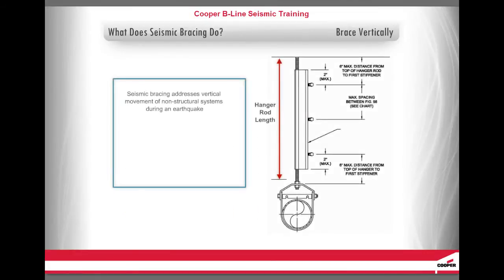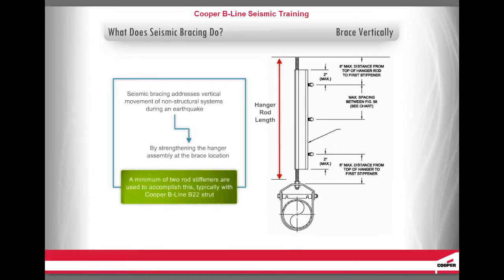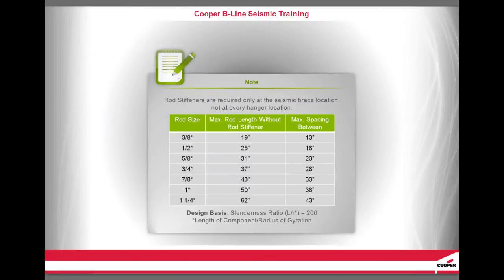Seismic bracing also addresses vertical movement of non-structural systems during an earthquake by strengthening the hanger assembly at the brace location. A minimum of 2 rod stiffeners are used to accomplish this, typically with Cooper-Beeline B22 strut. Rod stiffeners are required only at the seismic brace location, not at every hanger location.